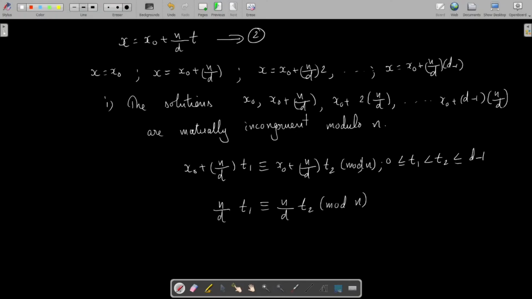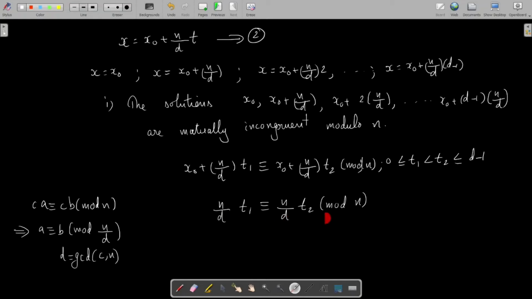Here we can remember the result CA congruent to CB mod n implies A congruent to B mod n by d, where d is the GCD of C and n. Here C is a common factor, but we cannot cancel that C and write A congruent to B mod n. The result says that CA congruent to CB mod n implies A congruent to B mod n by d, where d is the GCD of this common factor and n. So we will use that result here.